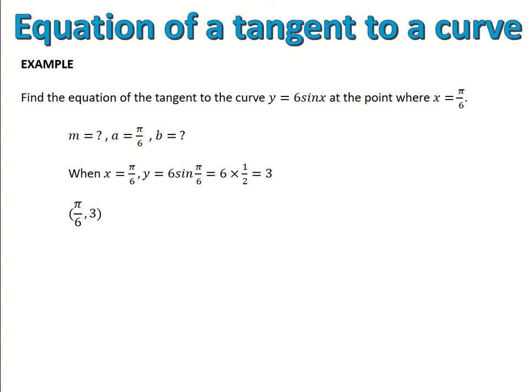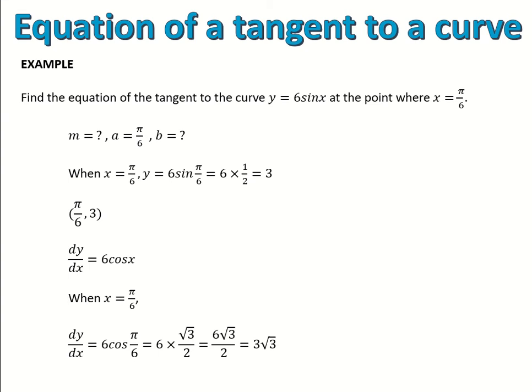All we need to do now is find the gradient at that point. So we want to differentiate 6 sine x, which is just 6 cos x, and then substitute in our x value. Okay, so when x equals pi over 6, the rate of change, in other words the gradient, will equal 6 cos pi over 6. So cos pi over 6 is the same as cos 30. The exact value of cos 30 is root 3 over 2. Okay, you can see this is probably going to be a non-calculator question. 6 times by root 3 over 2 is just 6 root 3 over 2, which simplifies to 3 root 3.